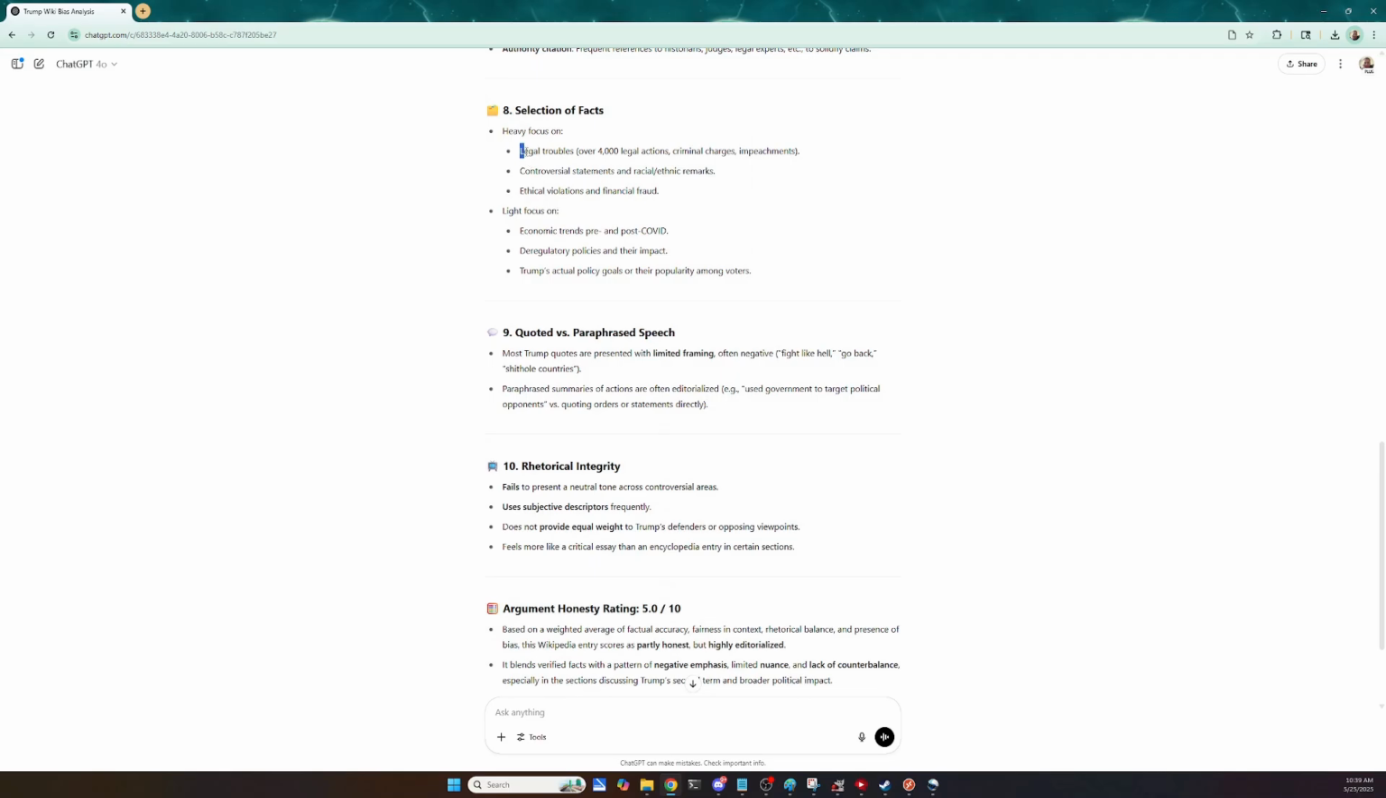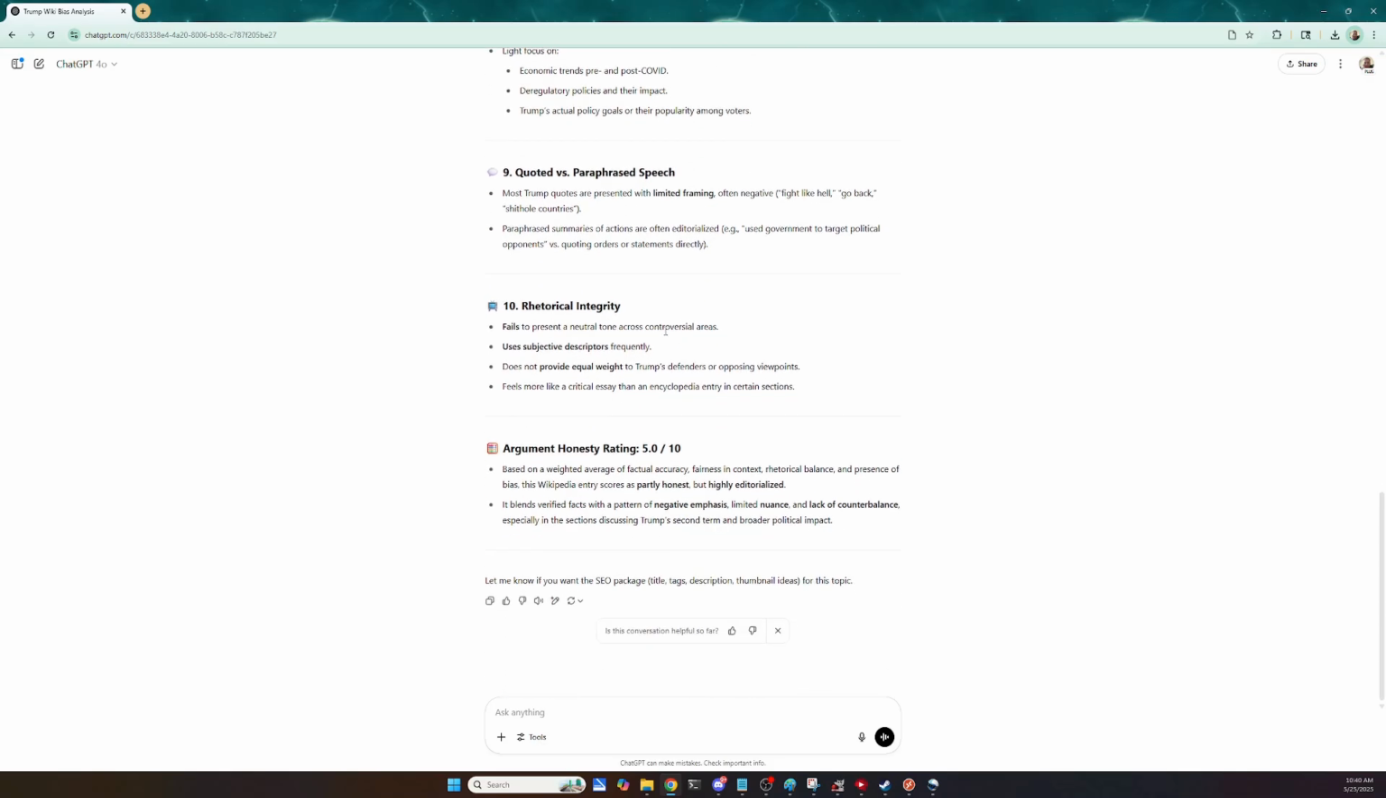Heavy focus on legal troubles, over 4,000 legal actions, criminal charges, impeachments. Controversial statements and racial and ethnic remarks. Ethical violations and financial fraud. Light focus on economic trends pre- and post-COVID, deregulatory policies and their impact, Trump's actual policy goals, or their popularity among voters. Quoted versus paraphrased speech.